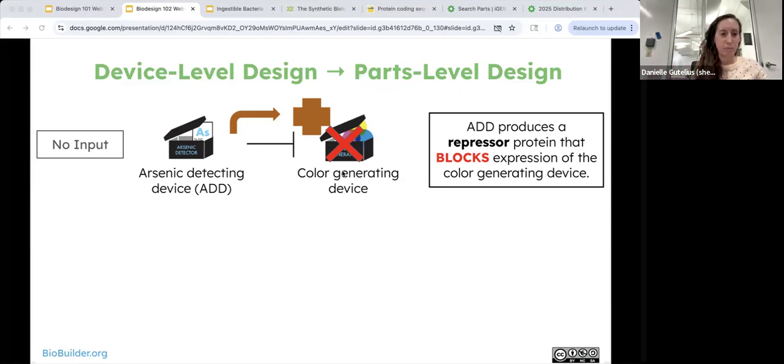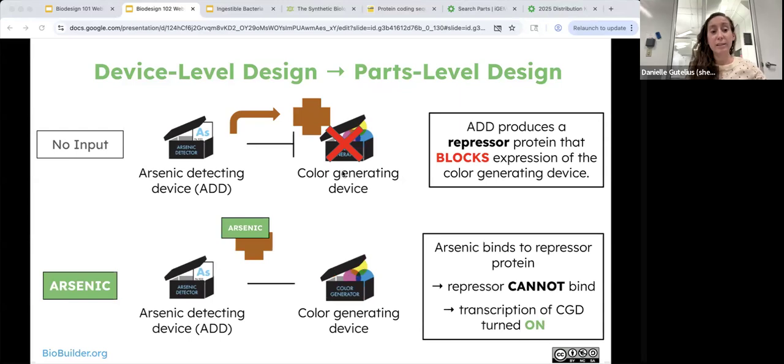Okay. So here we have on the top, we have no input. There's no input, no arsenic. That means that our arsenic detecting device is producing a repressor that's going to inhibit the color generating device. Okay, so it's going to block expression of that color generating device. Now, if there is arsenic present, now we have our input. That arsenic is going to interact with the repressor and remove it so that now that color generating device can function and we can get our color.